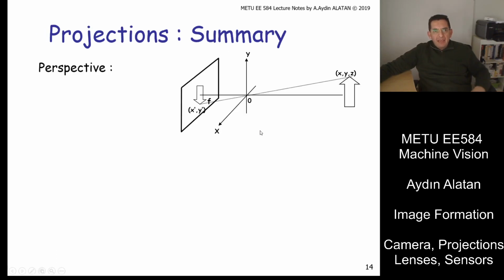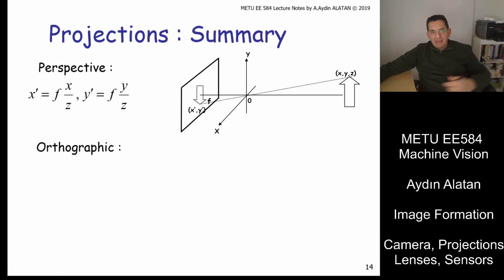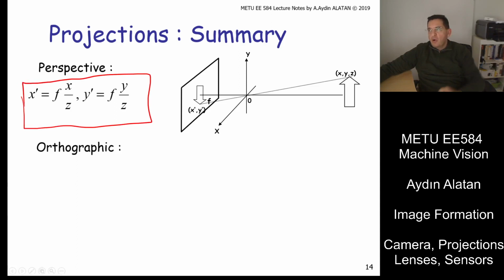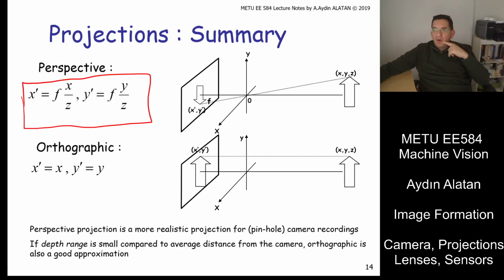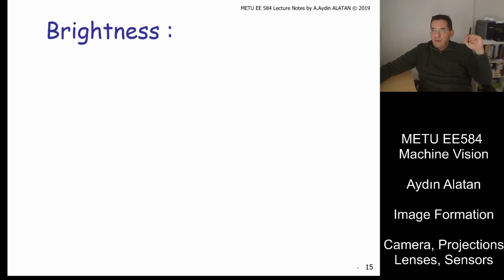Now, the summary: perspective is the real thing, and this is the formula, and you should know this formula very well in this course. Orthographic is this very simple formula, and obviously this is not a realistic projection. This is the projection of a pinhole camera, and if the depth range is small and Z0 is constant, orthographic is also a good approximation. Okay, therefore these are our concepts.